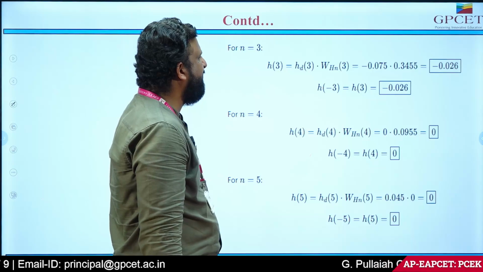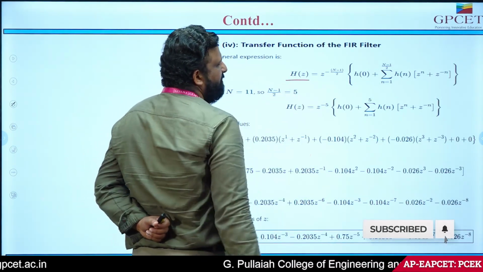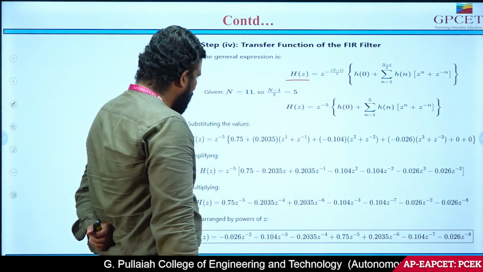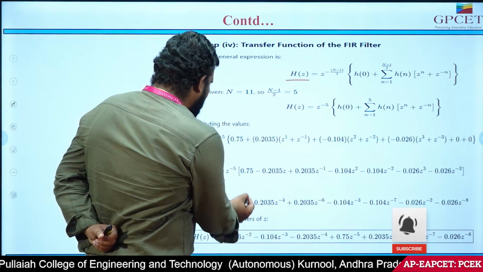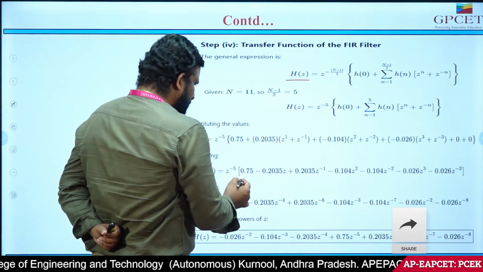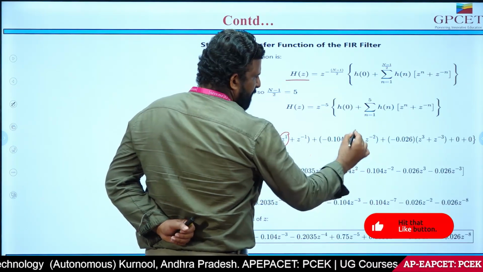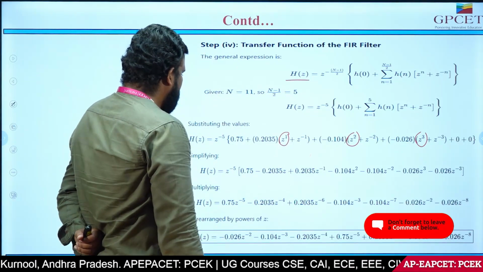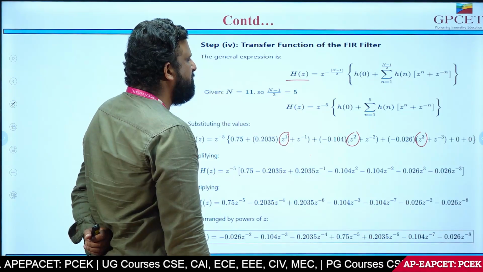Finally, in the fourth step, we find the transfer function using the equation, substituting all the values found in step 3. See here, we got all the factors z power 1, z power 2 and z power 3, which is in the form of an anti-causal filter. It is very difficult to realize this anti-causal filter.